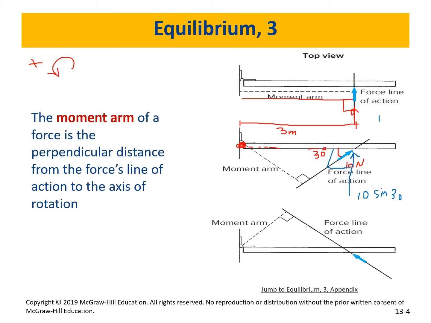Now, what is that? So let me just write it correctly. So you will have your torque equals 10 sine 30 multiplied by the distance, which is 3. That is 15. What is the unit? Newton meters. Don't forget the dot, right? Because that's how it should be.